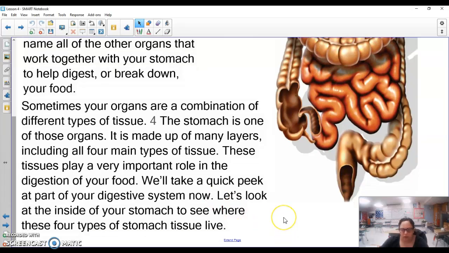Sometimes your organs are a combination of different types of tissue. The stomach is one of those organs. It is made up of many layers, including all 4 main types of tissue. These tissues play a very important role in the digestion of your food. We'll take a quick peek as a part of your digestive system now. Let's look at the inside of your stomach to see where these 4 types of stomach tissue live.